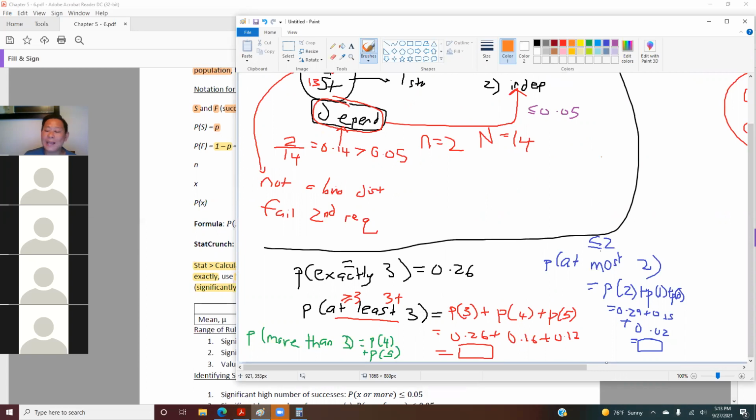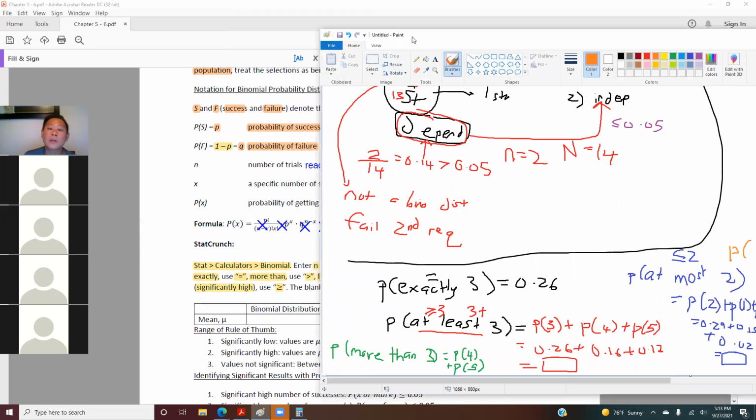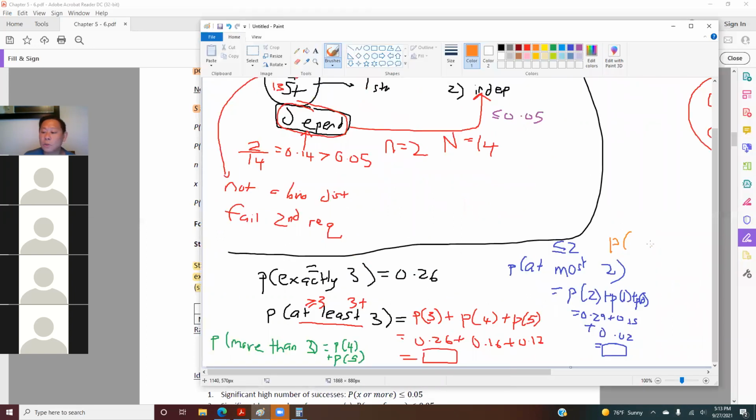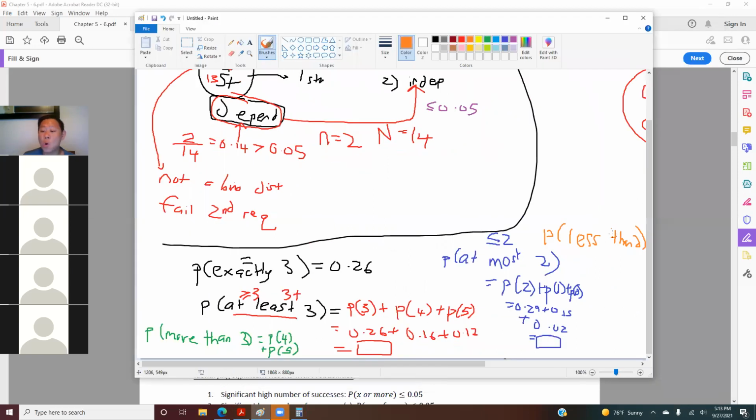And same thing with less than. So probability of less than 2. When I say less than 2, do we include 2? No, you just include 0 and 1. So this is 0 and 1, and you have to add them up. Make sure you know the difference between less than and at most: at most includes 2, while less than does not include 2. And the other one, you don't include 3.